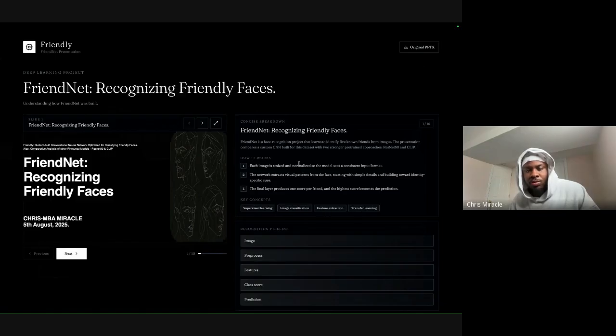I didn't just work on a custom CNN, Friendnet. I used two other models, ResNet50 and CLIP. The ResNet architecture is one of the base versions of most of the vision models that exist today. And it was trained on ImageNet.